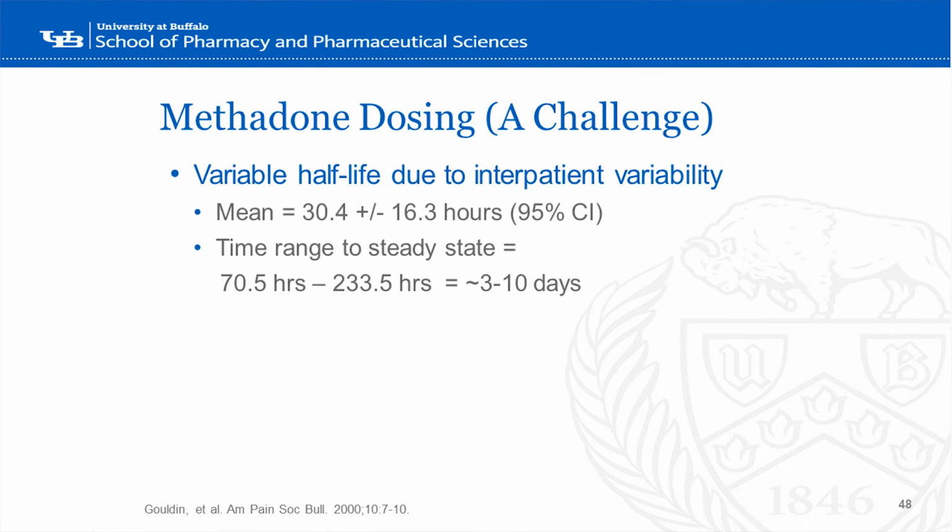Methadone dosing has further challenges based upon its variability in half-life and its interpatient variability as well. The mean half-life is about 30 hours, but that has a range on it of plus or minus 16 hours. So therefore, its time to steady state is anywhere between 70 and 233 hours, also known as 3 to 10 days. So we have a long time before it gets to that steady state with routine dosing.